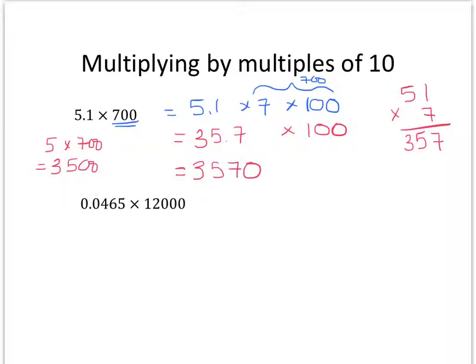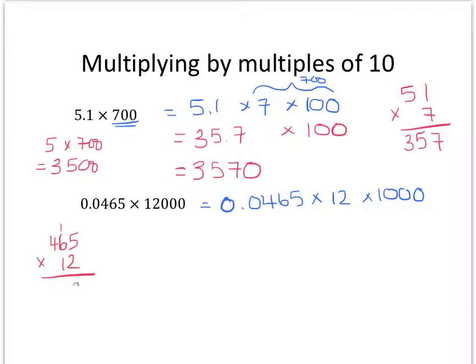Okay, last question here. We've got 0.0465 times 12,000. So I'm going to make that a new calculation. I'm going to say that's 0.0465 times 12 times 1,000. Okay, and so I'll do my 0.0465 times 12 first. So let's just make that 465 times 12. And I'll do that quickly here.